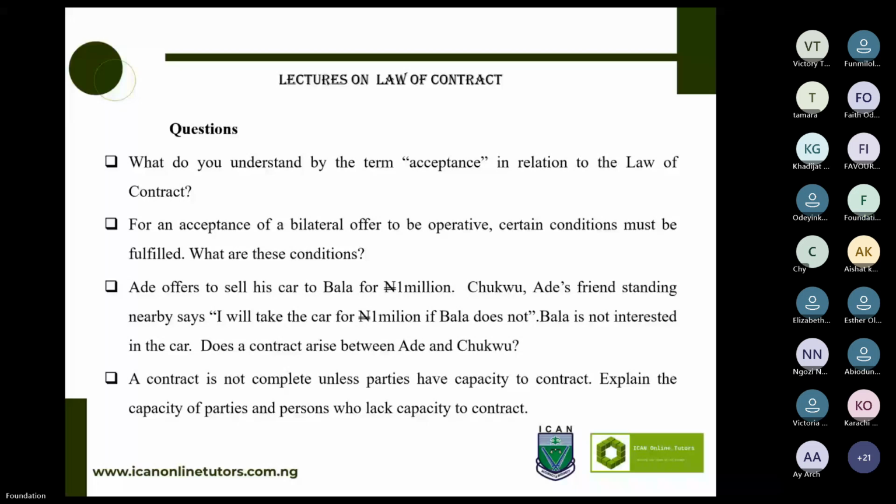Does a contract arise between Ade and Chuku? No. No contract arises between Ade and Chuku. Full stop. The offer was direct to Bala and not Chuku. It's as simple as that. You answered the question, then we'll move on.